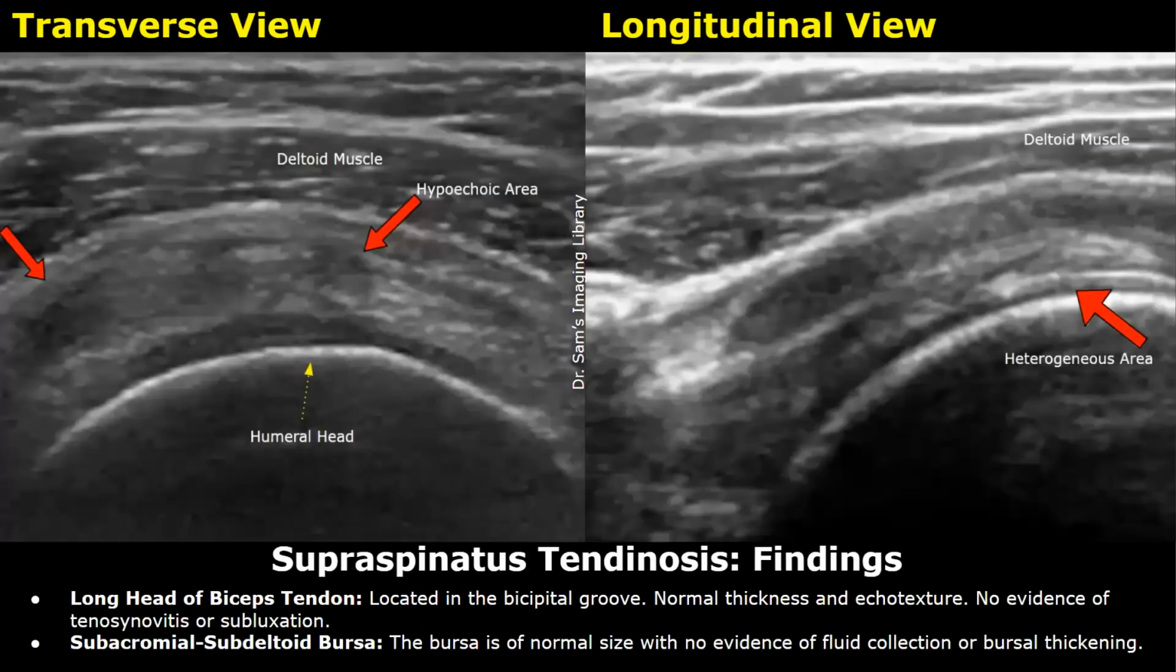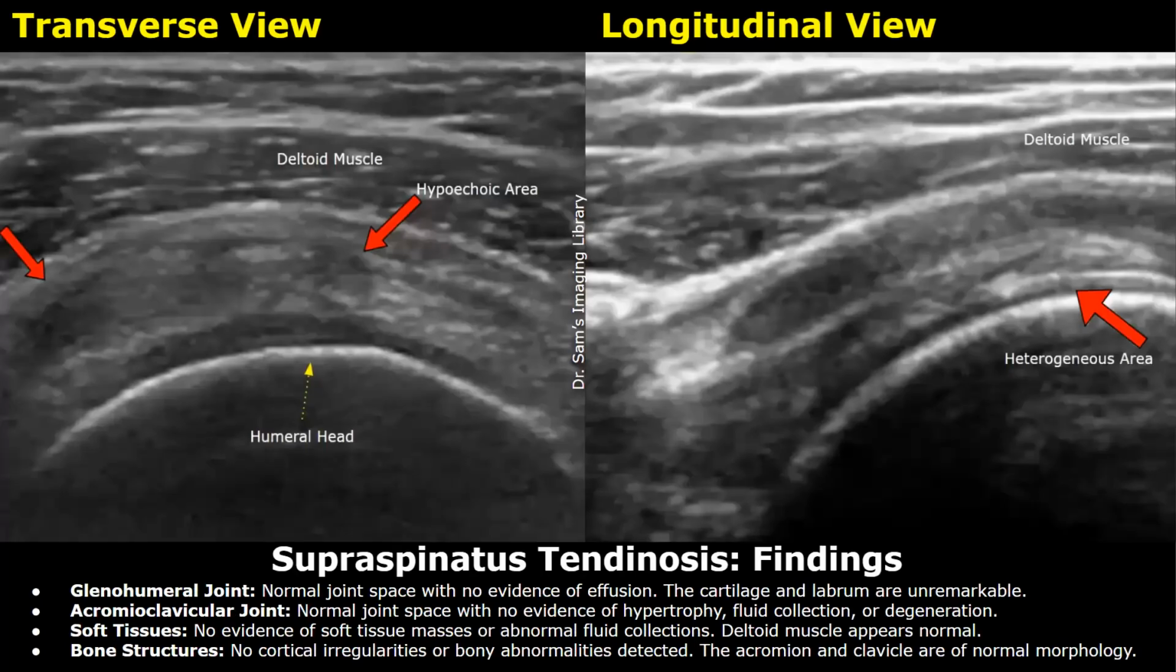The long head of biceps was located in the bicipital groove, normal in thickness and echo texture. The subacromial subdeltoid bursa was also normal. The glenohumeral joint, acromioclavicular joint, soft tissues and bone structures were normal.